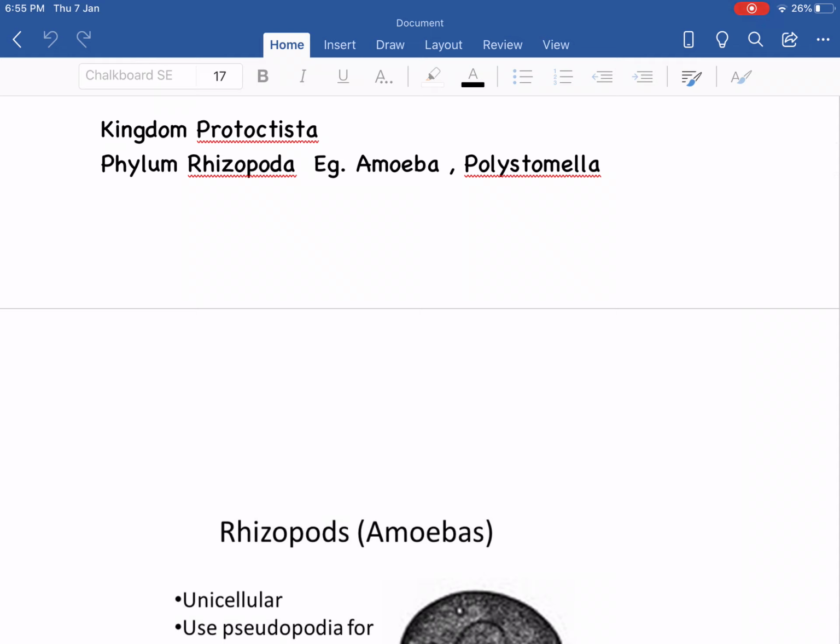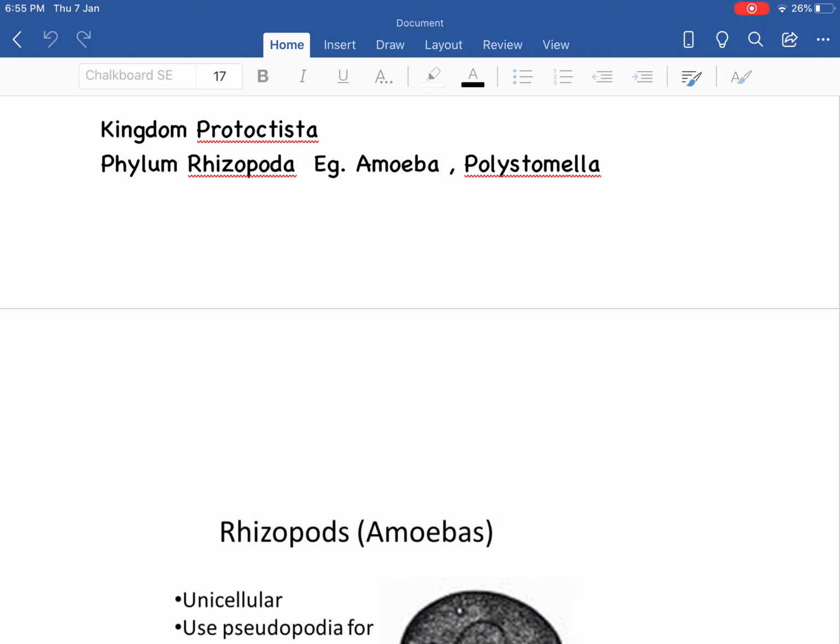Kingdom Protoctista is made up of the protoctists, and the protoctists are usually unicellular. Protoctists who have animal-like structures are called protozoa, and protoctists who have plant-like behavior are called algae. Some protoctists, like the euglenoids, that's the protoctists under the phylum Euglenophyta, behave like both plants and animals. They have features of plants and features of animals.